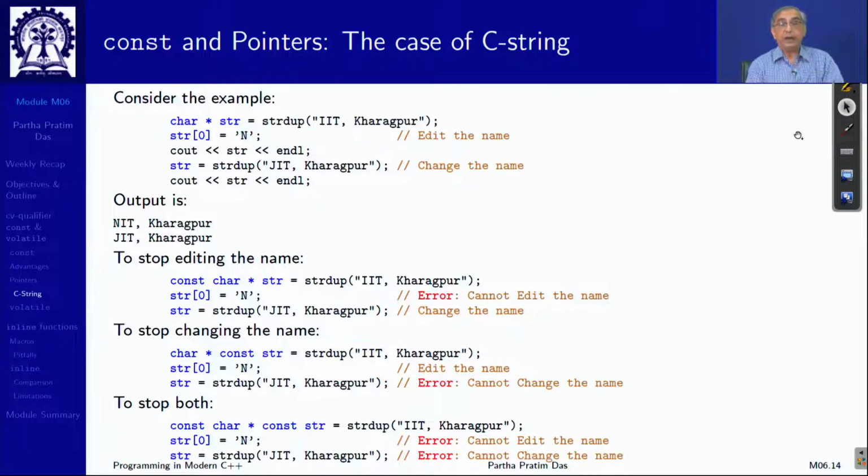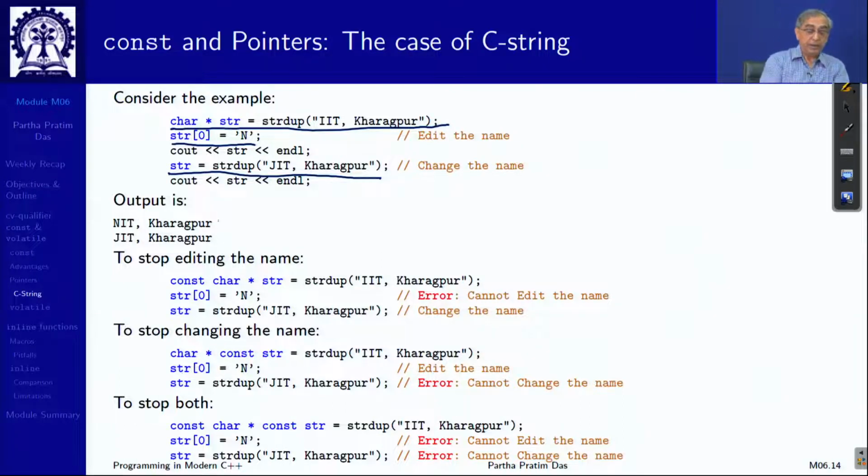So, here is an example of using const with a C string. You can see that I can have a string created and I can access an element and change it. I can copy another string into this name, that is, I can change an element or I can change the name altogether. So, NIT Kharagpur, JIT Kharagpur.